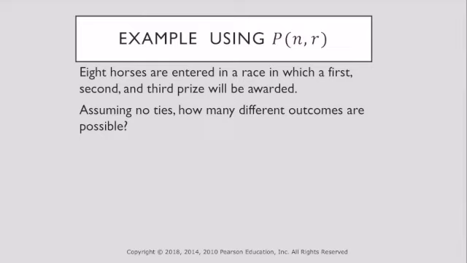So let's say 8 horses enter a race in which a first, second, and third prize will be awarded. Assuming no ties, how many different outcomes are there? So this is P of 8 choose 3. For my first choice, I have 8. For my second choice, I have 7. And for my third choice, I have 6. That's going to be 336 possible different outcomes.